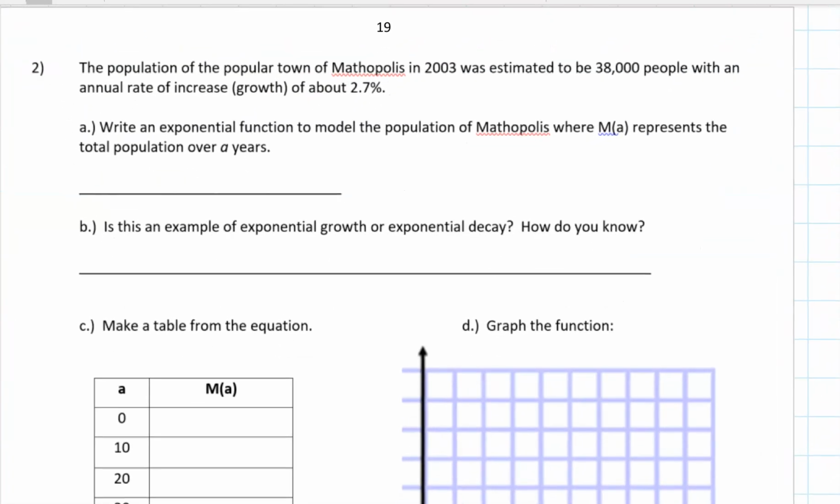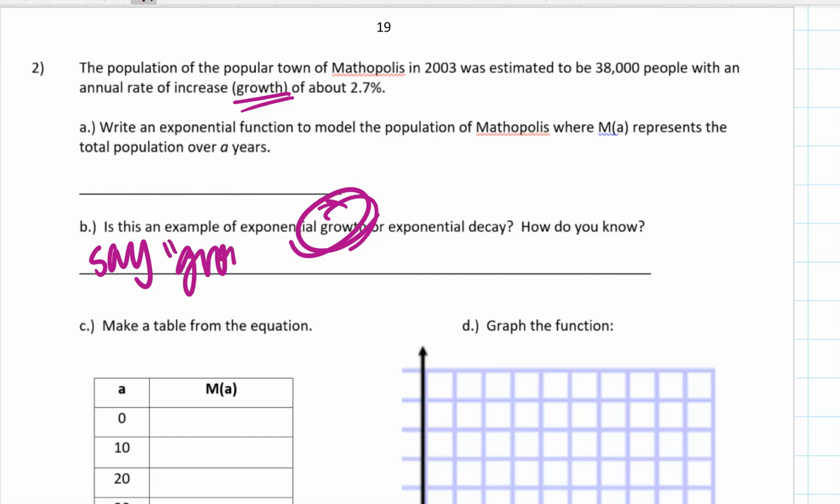So number 2, the population of a popular town of Mathopolis in 2003 was estimated to be 38,000 people with an annual rate of increase, in parentheses, growth of 2.7%. So we can answer one of these questions already without having to do anything. We know that this is exponential growth because it says growth. Okay.